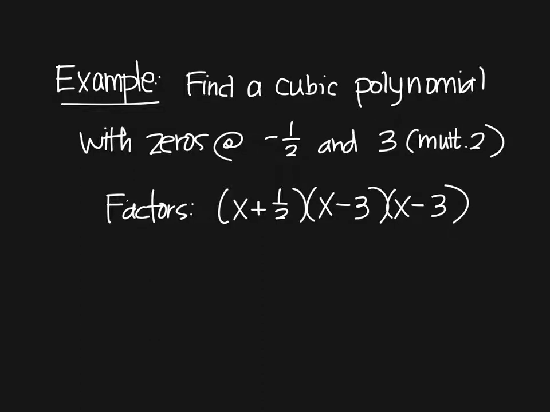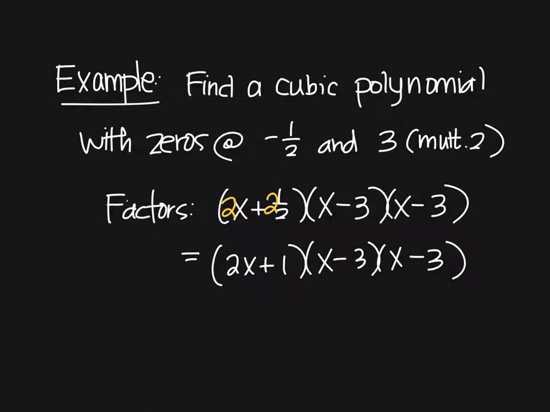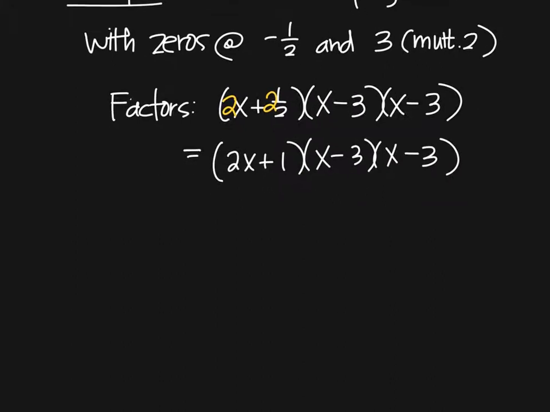Before I start FOIL, I want to clear up the fraction. So what should that factor look like instead? 2x plus 1. That's because I multiplied the parts of that fraction by 2 so that I could get rid of the fraction. And then I still have x minus 3 followed by x minus 3. Okay. You gotta FOIL it out. So if you can FOIL 2 at a time, I don't care what order you do it in. I usually would go with the matching 2 first personally, but it would work whatever order you did it in. But I'm going to do my x minus 3 with my other x minus 3.